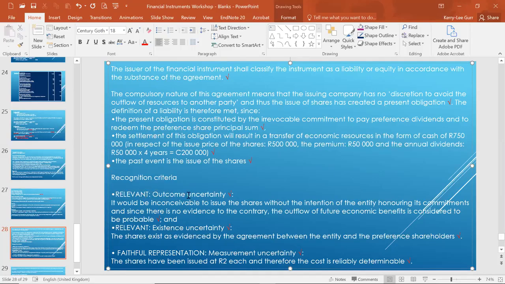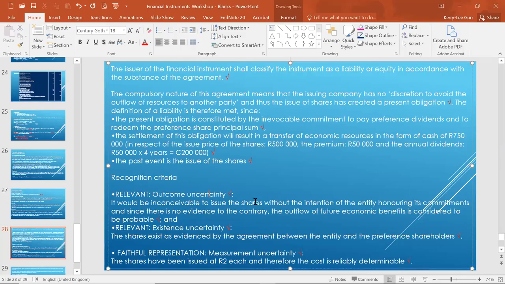So relevance, you want to look at two types of uncertainties. The outcome uncertainty: if these shares are compulsorily redeemable, there's no uncertainty in terms of what's going to happen. They are going to be redeemed at that certain date. So there's no outcome uncertainty when you have these compulsorily redeemable shares. It's already committed. It's already part of the agreement of the sale of those shares in the first place. So there's no uncertainty there.